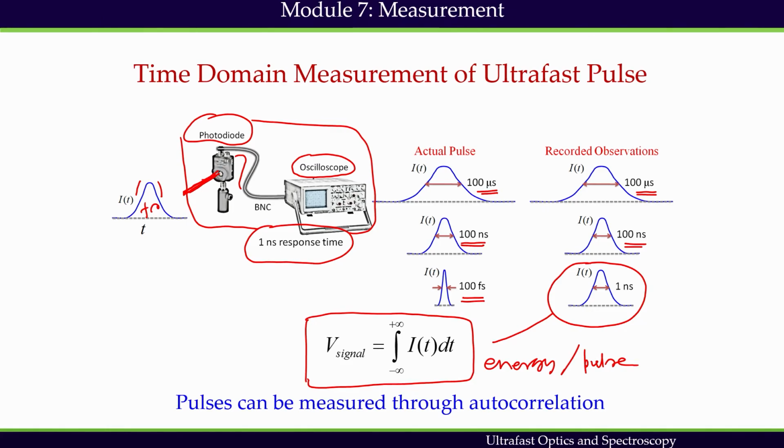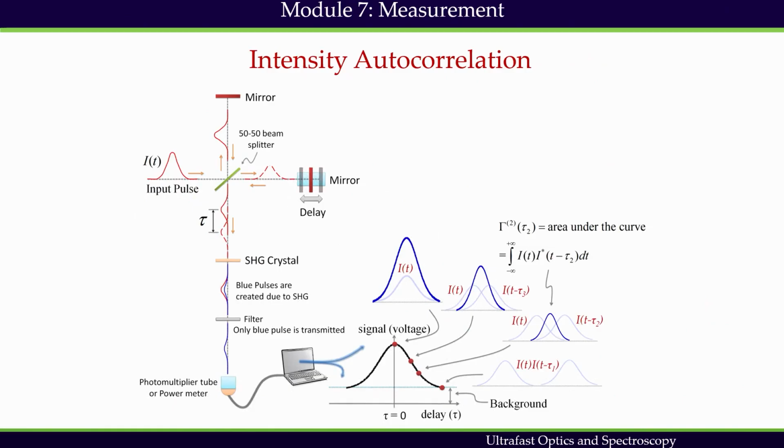So, then the question is, how do we measure the profile? We measure the profile by a technique called autocorrelation with this device. Autocorrelation means you are asking the pulse to measure itself. That's called autocorrelation. A simple setup which can do autocorrelation measurement is the Michelson interferometer.